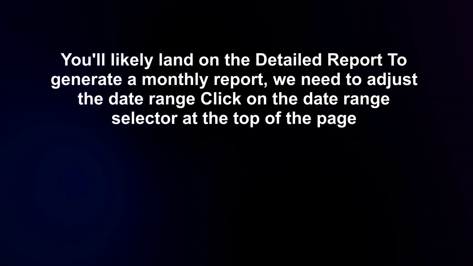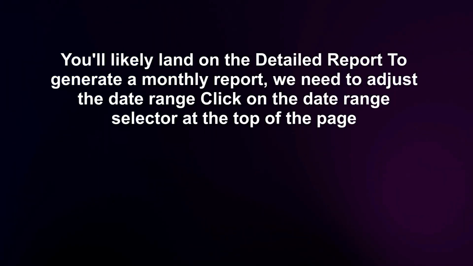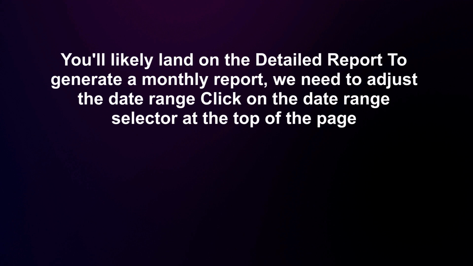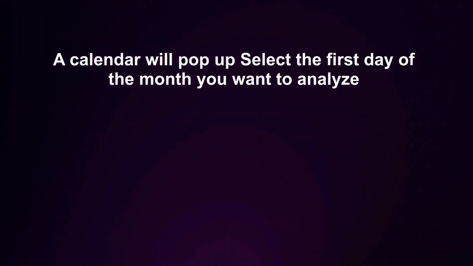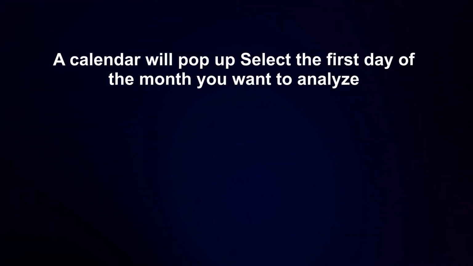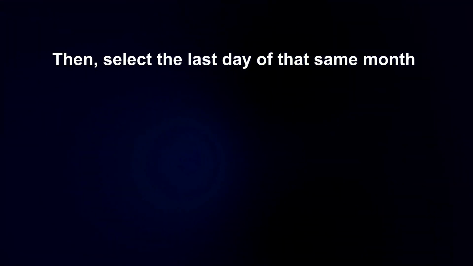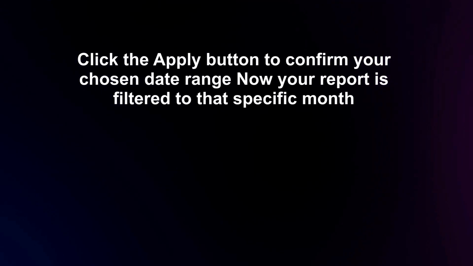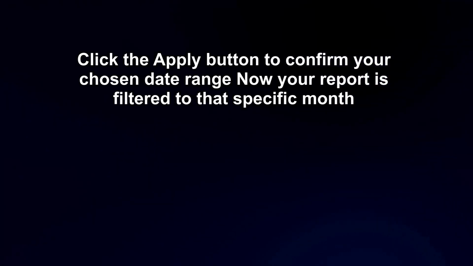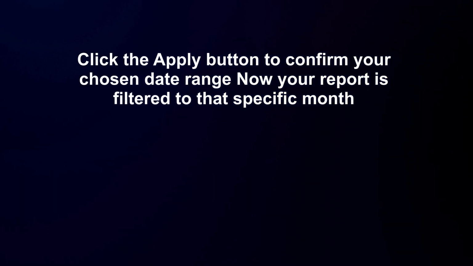To generate a monthly report, we need to adjust the date range. Click on the date range selector at the top of the page. A calendar will pop up. Select the first day of the month you want to analyze. Then, select the last day of that same month. Click the Apply button to confirm your chosen date range. Now your report is filtered to that specific month.